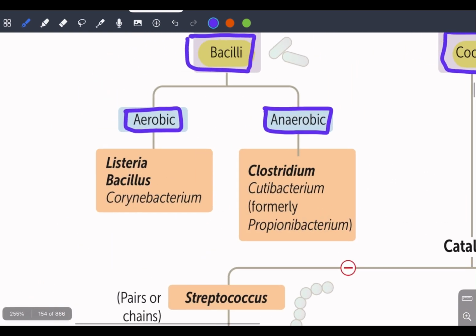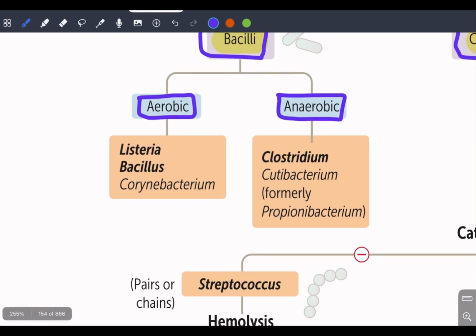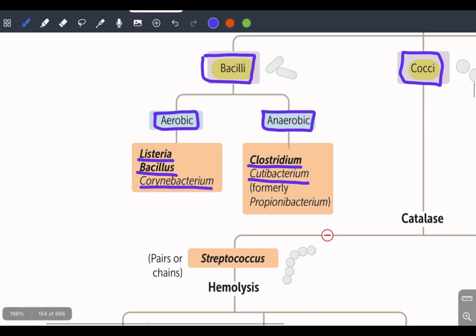Here we have two types which are very important, that include Listeria, Bacillus, and Corynebacterium. But the bold ones are very, very important, and at least you should remember these. In anaerobes, we have Clostridium, the most important, and then we also have Cutibacterium, formerly called Propionibacterium. So aerobic and anaerobic, these are the two main groups of bacilli.